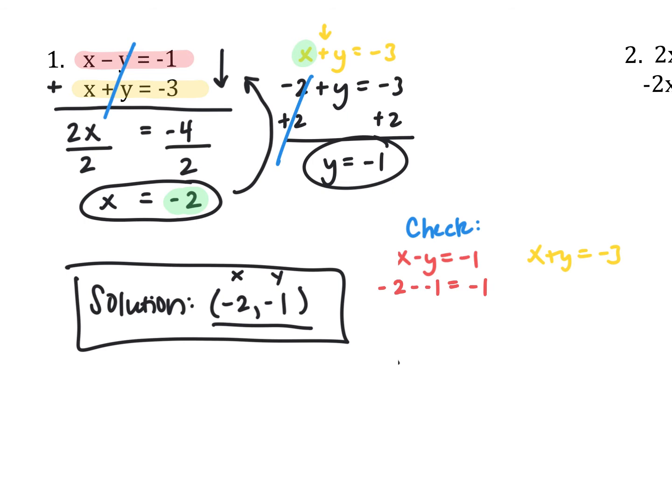Well, when we minus a negative, it's like adding a positive. So -2 plus 1 is -1. Hey, so we know it checks out for the first equation. Let's try the second one. -2 plus a -1. Lo and behold, we can see that is -3. So -3 equals -3. Perfect.